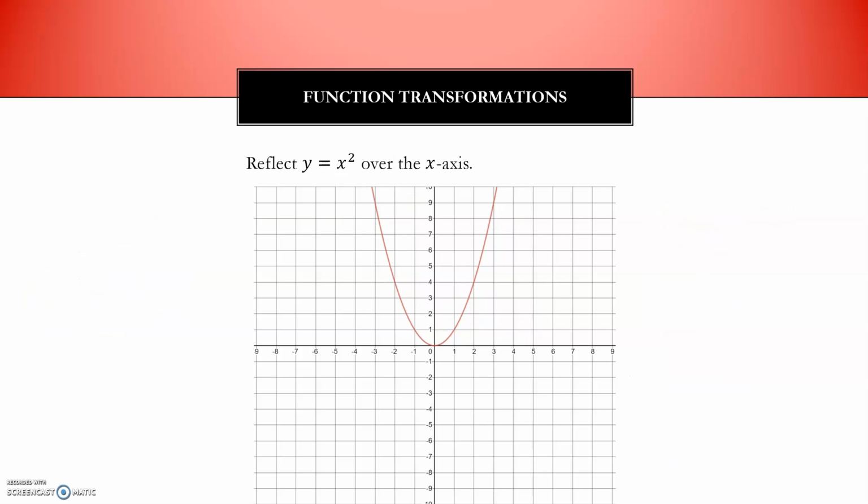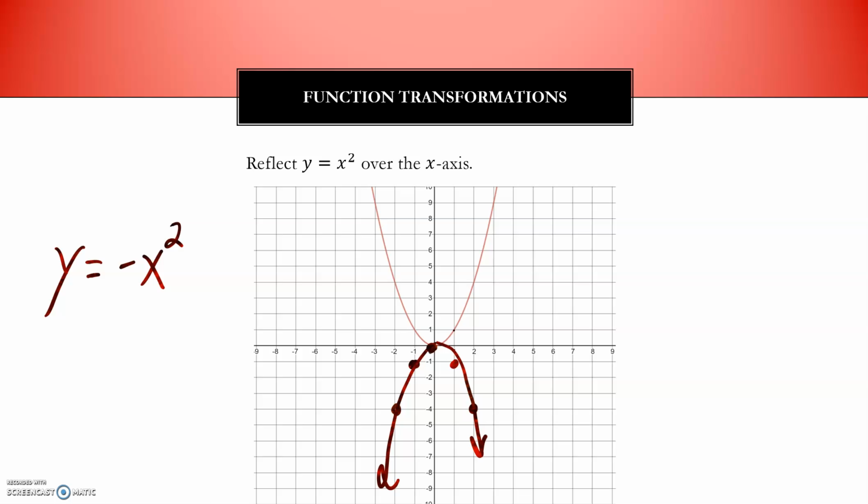The last one I want to show you a graph for is this one. Reflect y equals x squared over the x-axis. Okay, well that's simple. 0, 0 would stay where it is. 1, 1 goes down here to negative 1. And 2, 4 goes over here to 2, negative 4. And the same thing on the other side. And it would look like this.